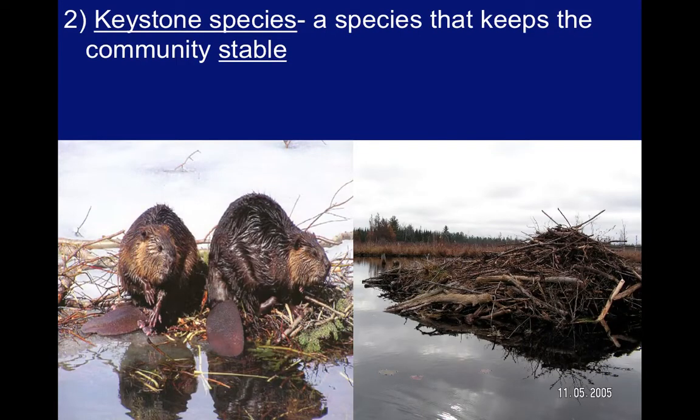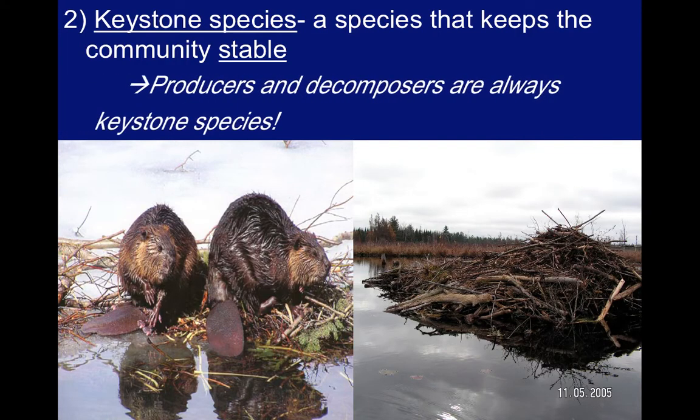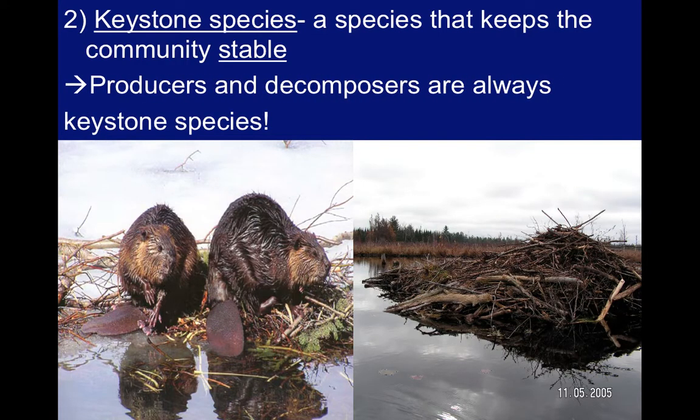All right, then we have what are called keystone species, which is a species that keeps the community stable. And it's very rare that it would be a large animal. Usually, though, all producers and all decomposers are always keystone species, and they get overlooked. So the plants and the algae, or the bacteria and fungus and protists that are decomposing things like in the soil or in the water, life cannot exist without organisms doing those two roles.